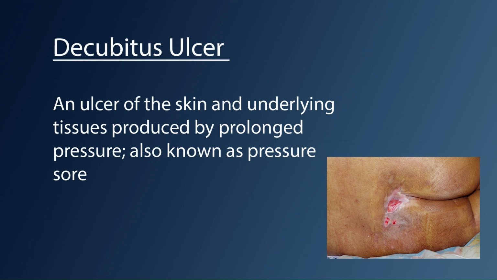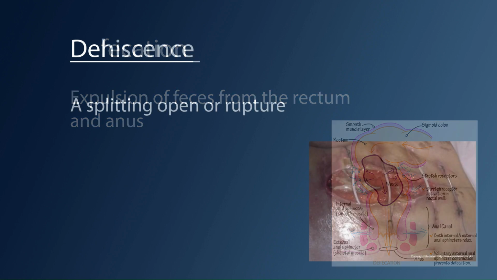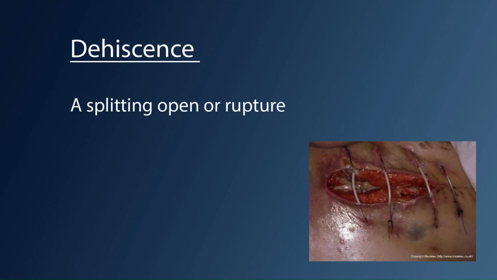Decubitus ulcer. An ulcer of the skin and underlying tissues produced by prolonged pressure, also known as pressure sore. Defecation. Expulsion of feces from the rectum and anus. Dehiscence. A splitting open or rupture.